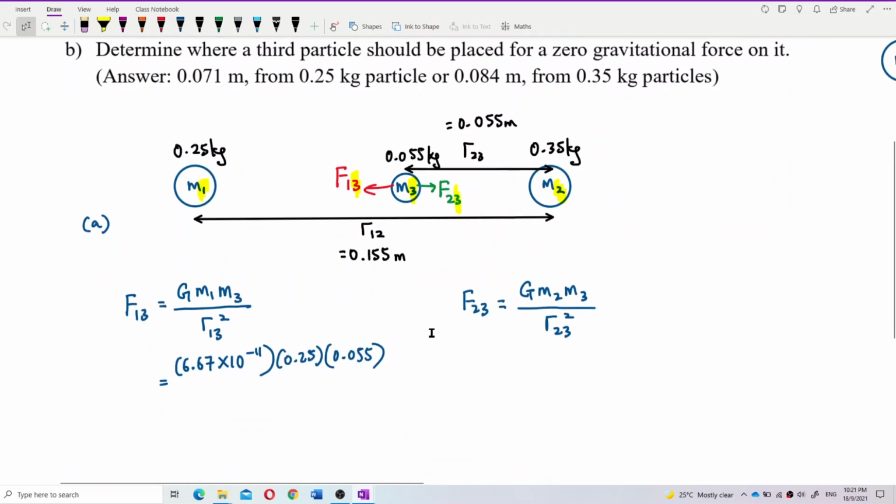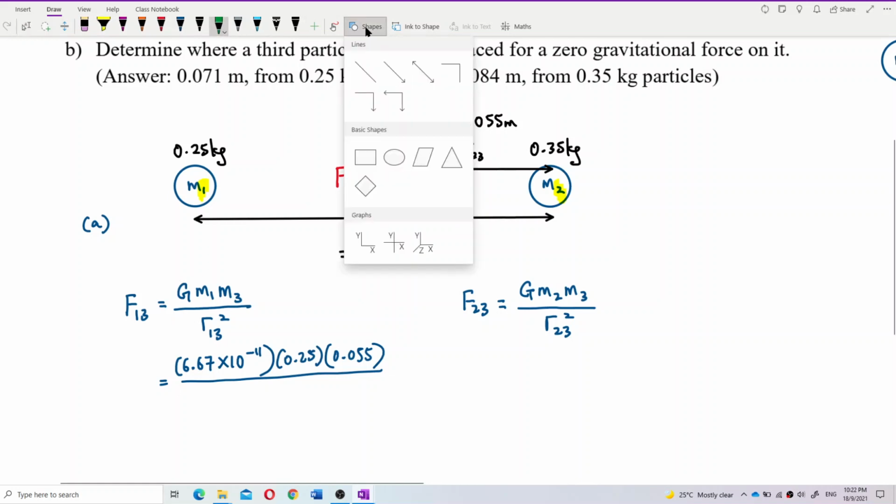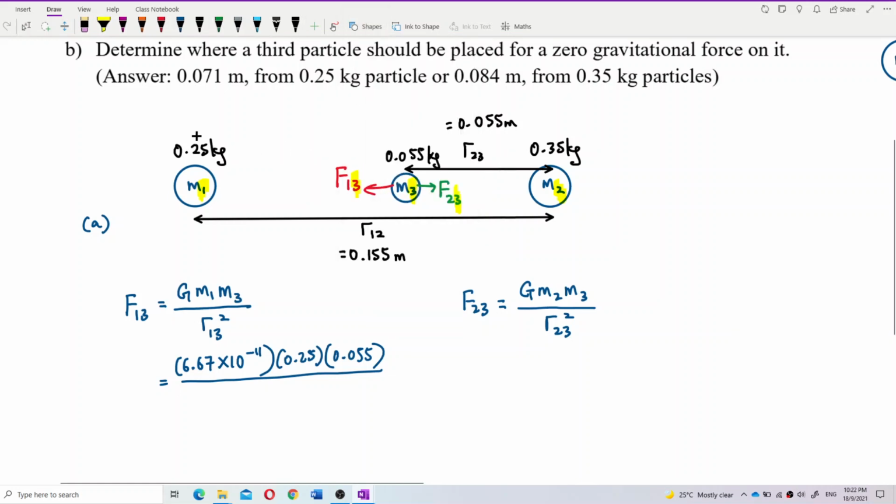And then what is R13? R13 is the distance between 1 and 3. Do we have the distance R13? No, we only have R23 and R12. So we don't have R13, but it is very simple. We just take R12 minus R23, then we can get R13. That is the use of drawing a diagram. Easy for you to describe.